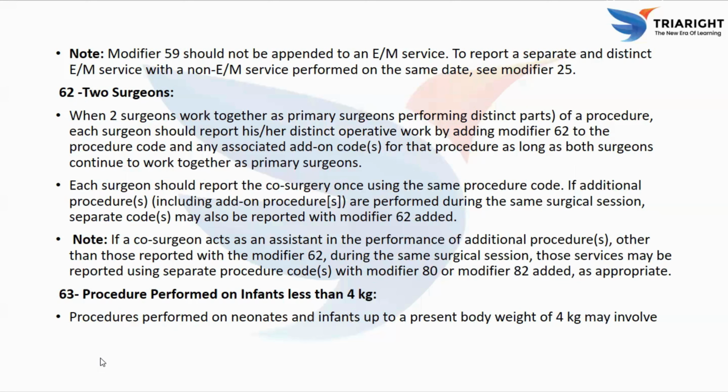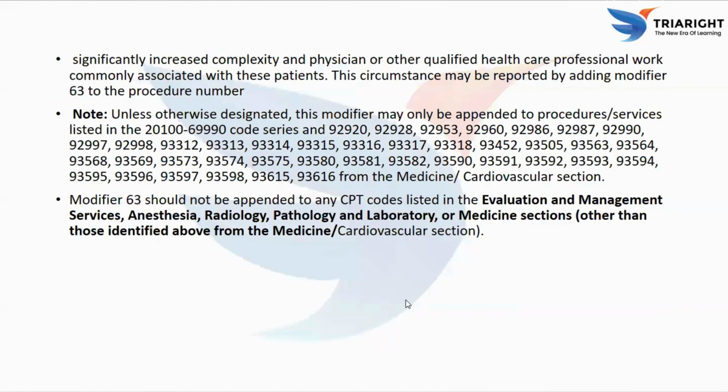Modifier 63, procedure performed on infants less than 4 kg. Modifier 63 is used when a surgical procedure is performed on a very small infant weighing less than 4 kg. So the baby is very small, so the surgery is much more difficult.